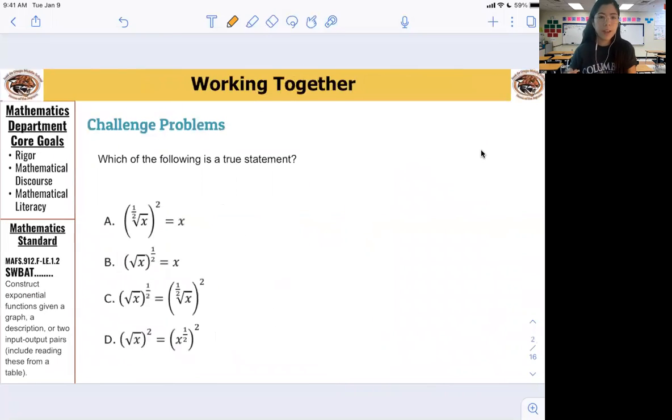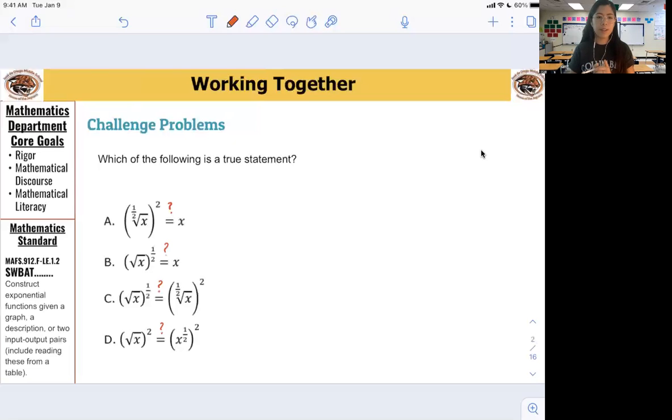Which of the following is a true statement? In all of these examples, we have an equal sign. But we have to figure out which of these is actually equal. Which one actually matches, left side and right side? So there's kind of a lot going on, right?